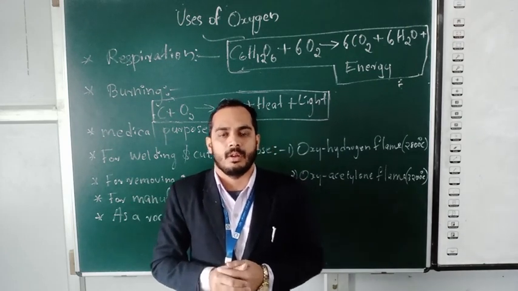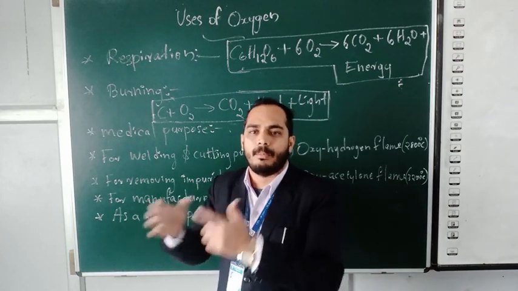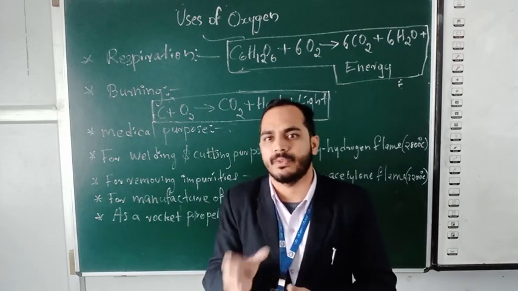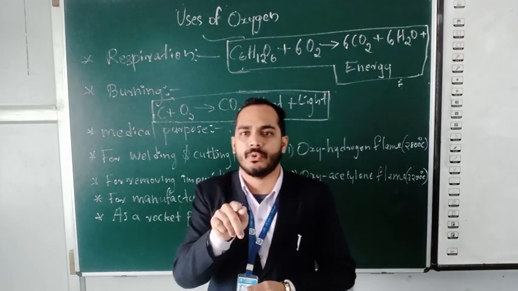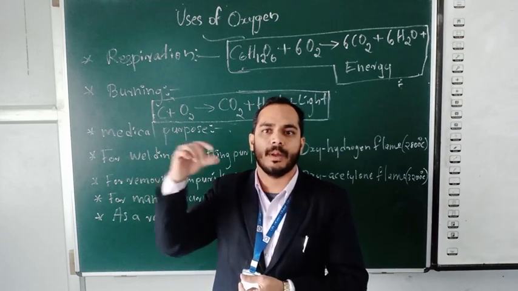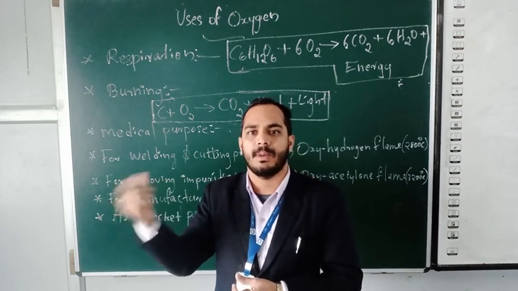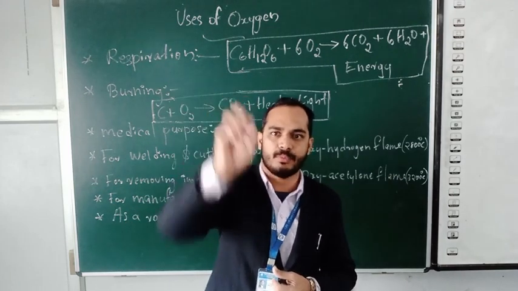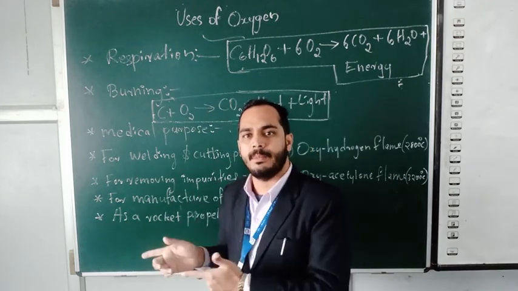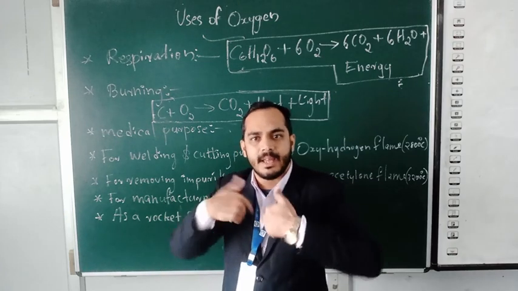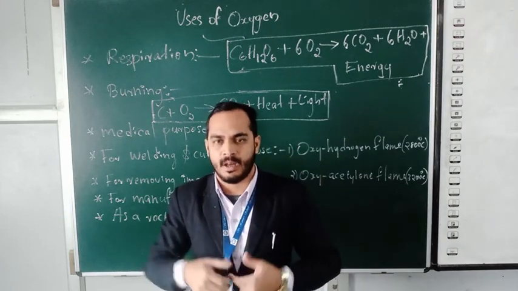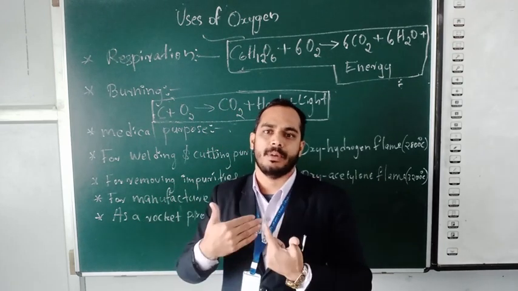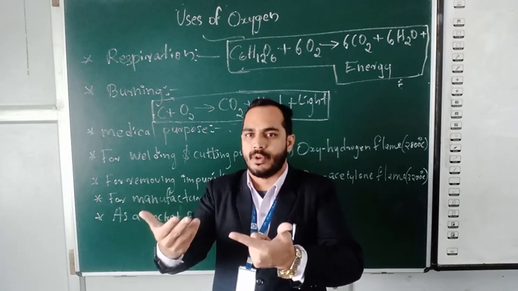For example, plants. I hope all of you know photosynthesis, the chemical reaction between carbon dioxide and water to form glucose plus oxygen. The plant releases the oxygen into the atmosphere. Human beings and animals receive that oxygen for their metabolic activities. After that, in the respiration process, human beings and animals release carbon dioxide.